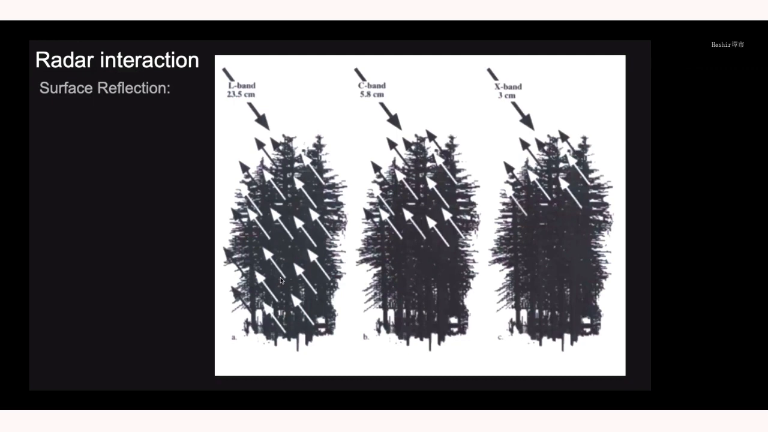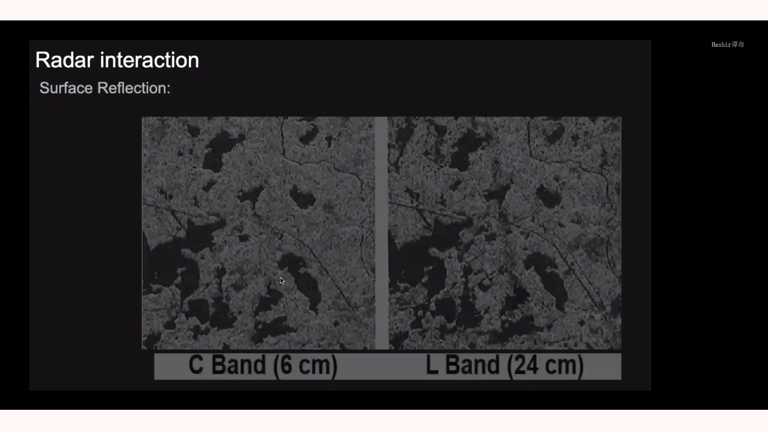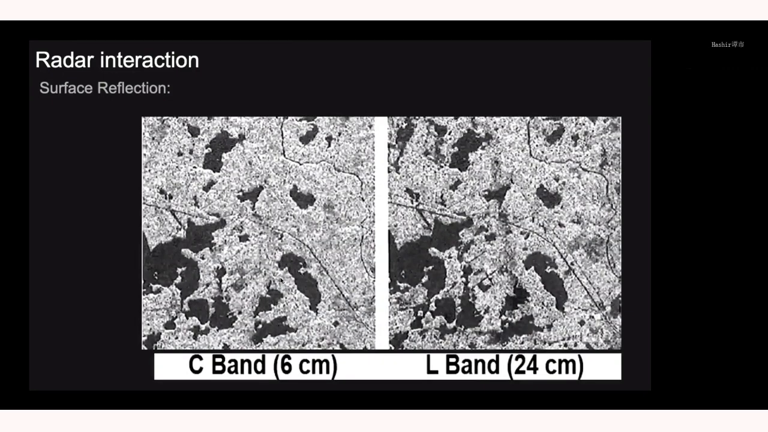Radar can also be used to identify different types of vegetation by comparing the amount of backscatter from different receiving bands or wavelengths. In this picture, we can see some areas of forest in both radar images. Okay, so in this picture we can see two pictures. Both are of the same area but different wavelengths or different bands.